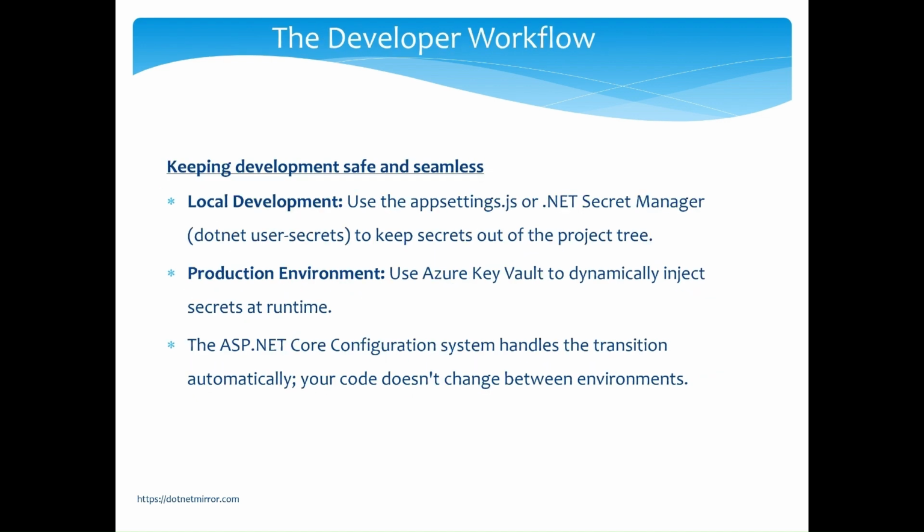Now, as architects and developers, we have to balance security with a frictionless development experience. We don't want to rely on a cloud service just to hit F5 and debug locally. The ASP.NET Core configuration system handles this environment transition beautifully. For local development, you should utilize appsettings.development.json or the .NET Secret Manager, known as .NET User Secrets, to keep developer specific credentials completely out of the project tree. When you deploy to your production environment, the application dynamically injects the secrets from Azure Key Vault at runtime. The best part, your application code doesn't change a single line between these environments.